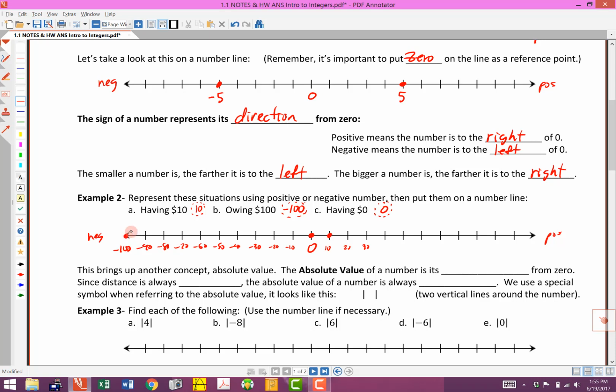Now remember, up above we were talking about the fact that the smaller a number it is, the farther it is to the left, and the bigger a number it is, the farther it is to the right. Well, if we have a really big negative number, if it's really far in that direction, we could also say that's a really small number. Like, for instance, negative 100 is smaller than 0 because it's further to the left on the number line. And that might take a little while to get used to, but that's one way that we can represent integers, is put them on a number line and compare relative sizes and things like that.